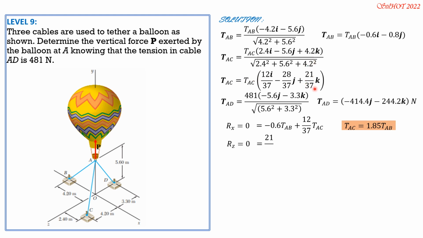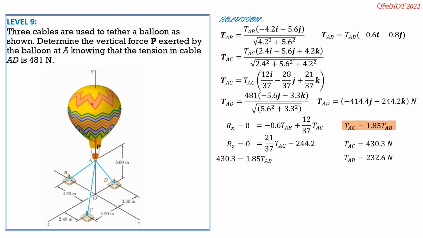21 over 37 tension AC minus 244.2 equals 0. So we can now solve tension AC. Tension AC is 244.2 times 37 over 21, so 430.3. Substitute here to solve for tension AB. 430.3 is 1.85 tension AB. So tension AB is equal to 232.6 newtons.